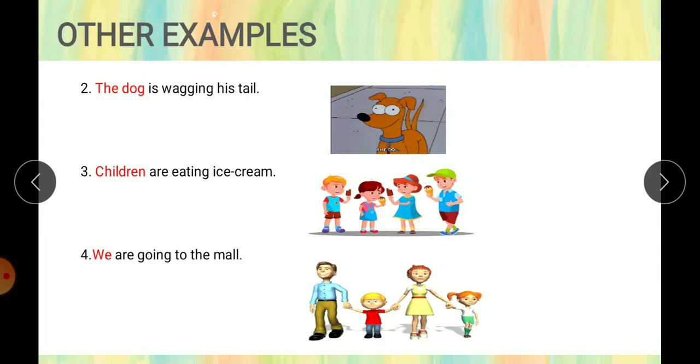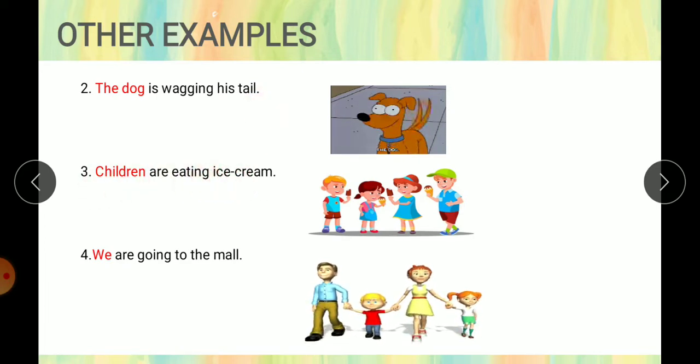Let's see the next example. The dog is wagging his tail. Wagging means हिलाना. You can see in the picture the dog is wagging his tail. So what is the action word, or what is the verb? Is wagging. So now put the question who or what before it. Who is wagging his tail? What is the answer? The dog. So the dog is the subject.